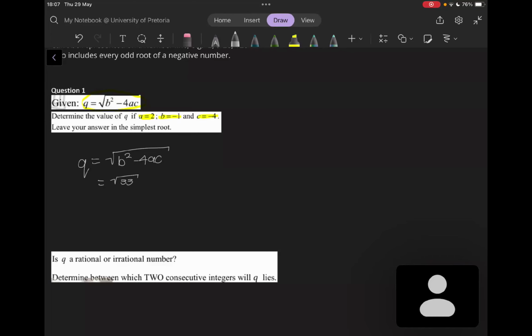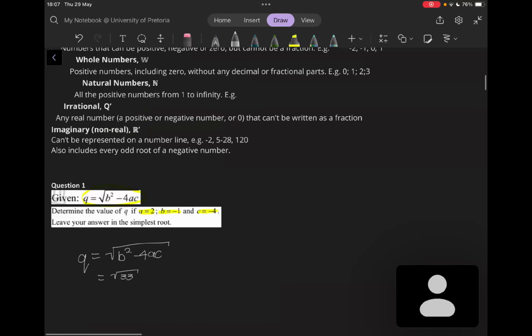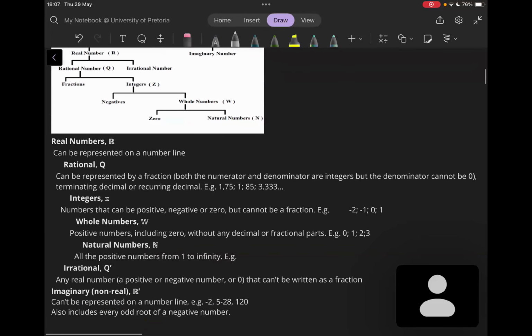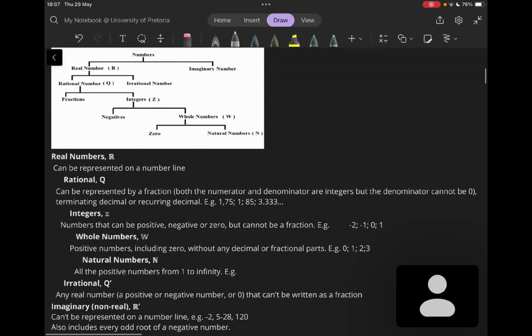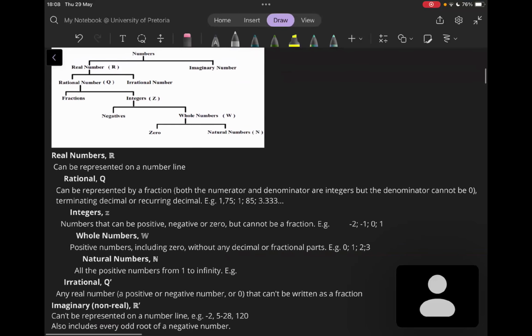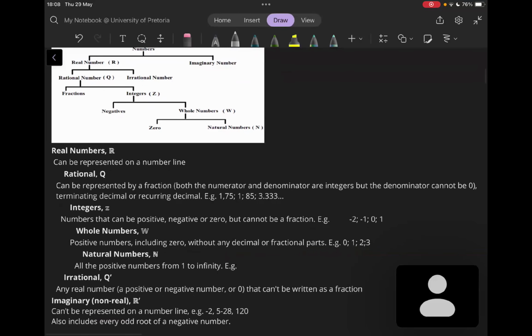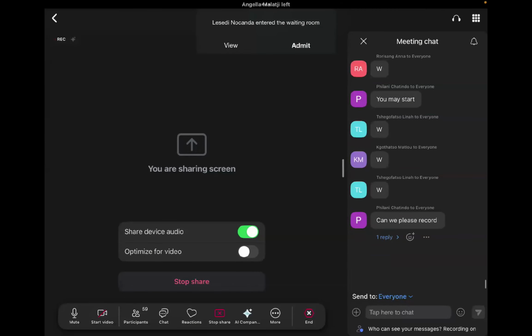And now my question for you guys is, based off of the number system and how we classify numbers, what would you say this is? Would you say this is a natural number, whole number, integer, rational number, irrational? Can you just leave your answers in the chat for me?